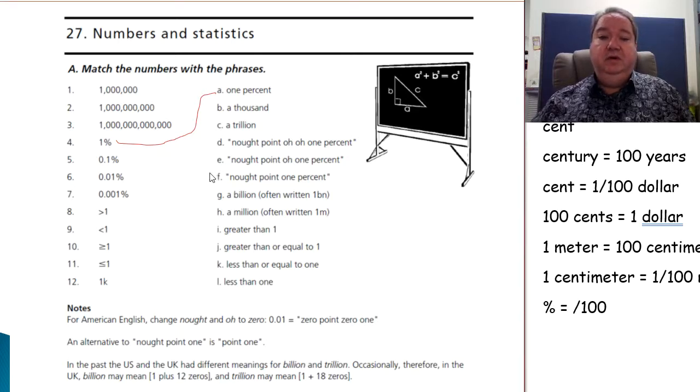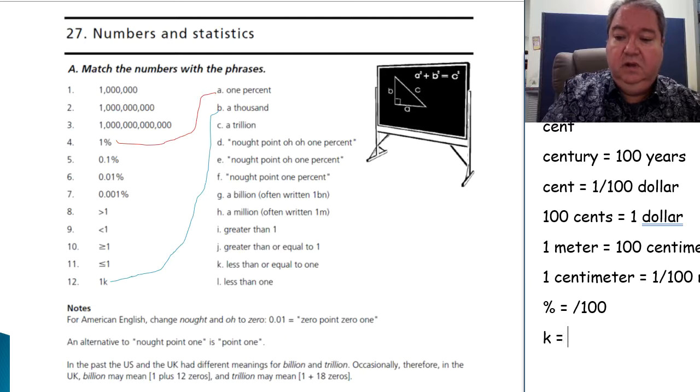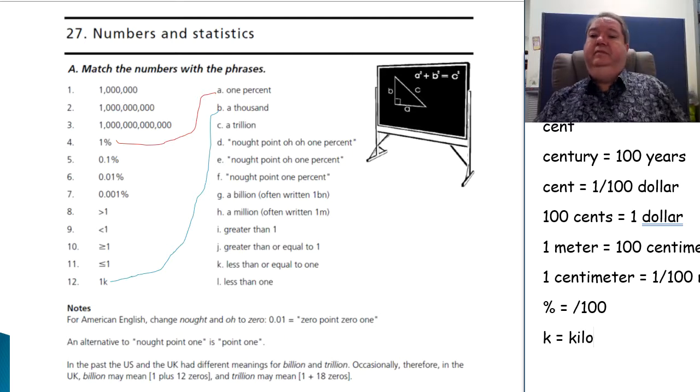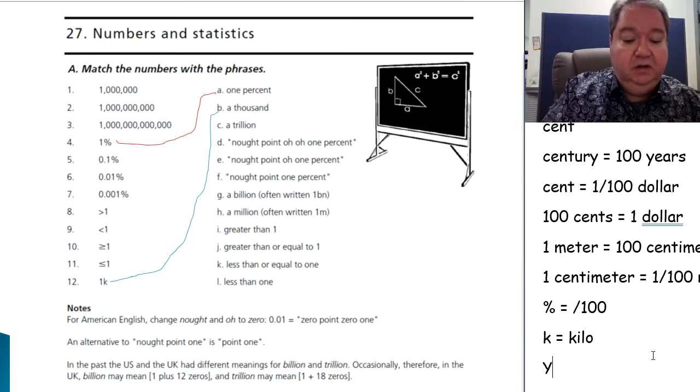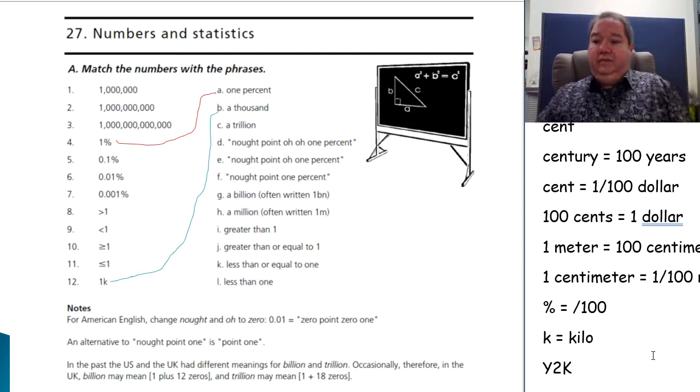1,000, very simple. Oh, 1,000. What does K represent? K is for kilo. How big is a kilogram? 1,000 grams. A kilometer, 1,000 meters. Okay? So 1K is 1,000. You guys don't remember this, because you would have been too young, but do you know what Y2K is?